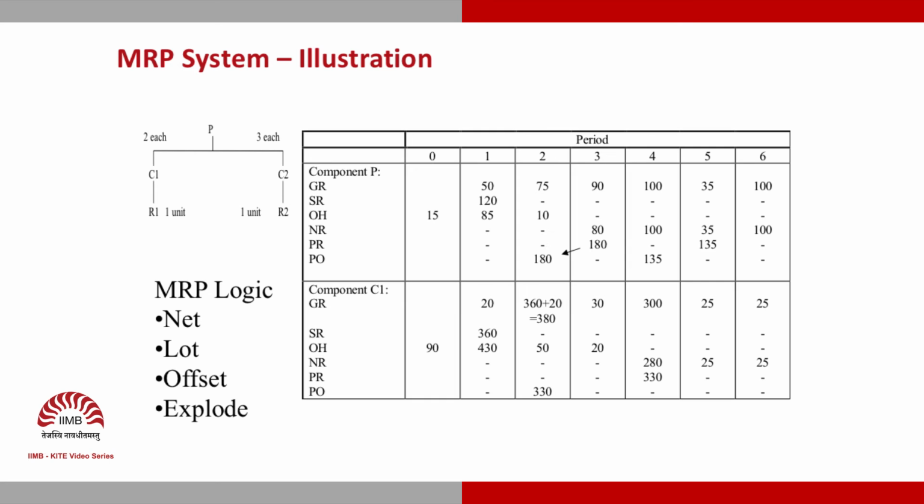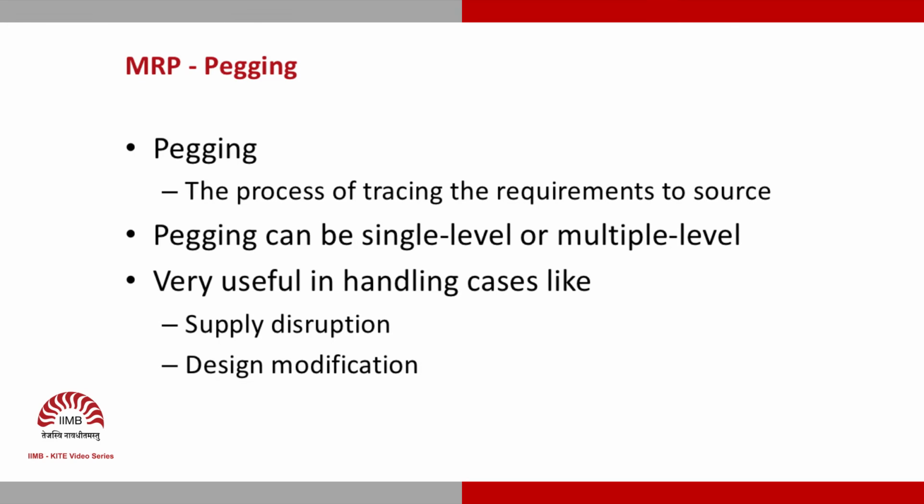What is it we have done? We have constantly kept on asking this question, where did this number come from? Where is this requirement coming from? This process of tracing the requirements to source is called pegging. Pegging can be single level or multiple level.